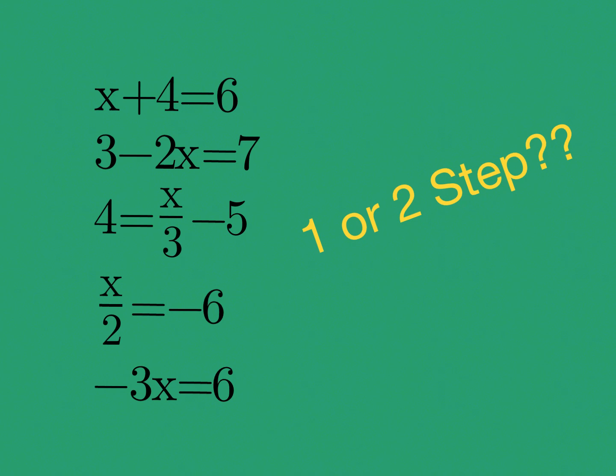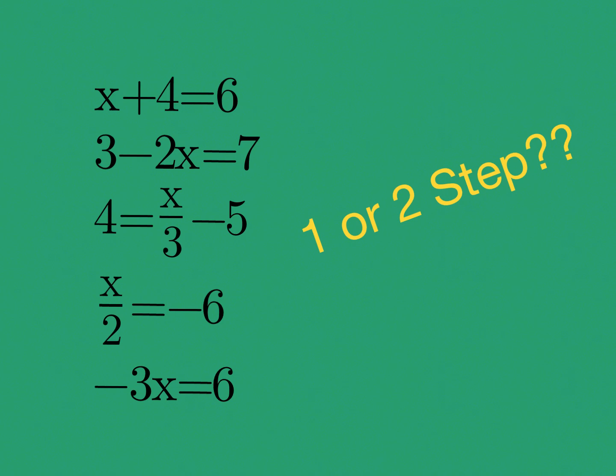X over 2 equals negative 6. One step. What would that one step be? How would you get rid of the 2? Multiply. That's right. One step solved. Multiply by 2, done, okay? There was nothing to add or subtract there. How about that last one?